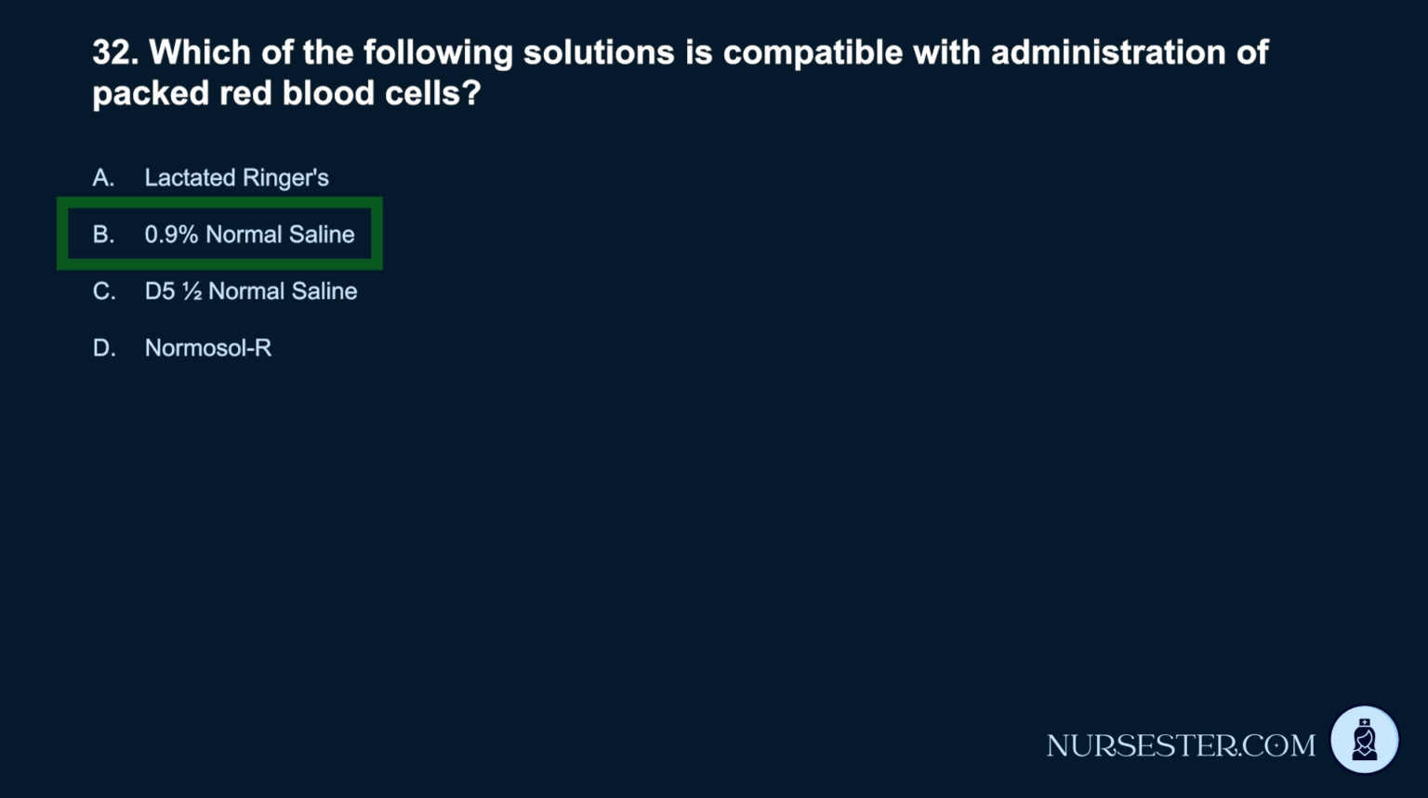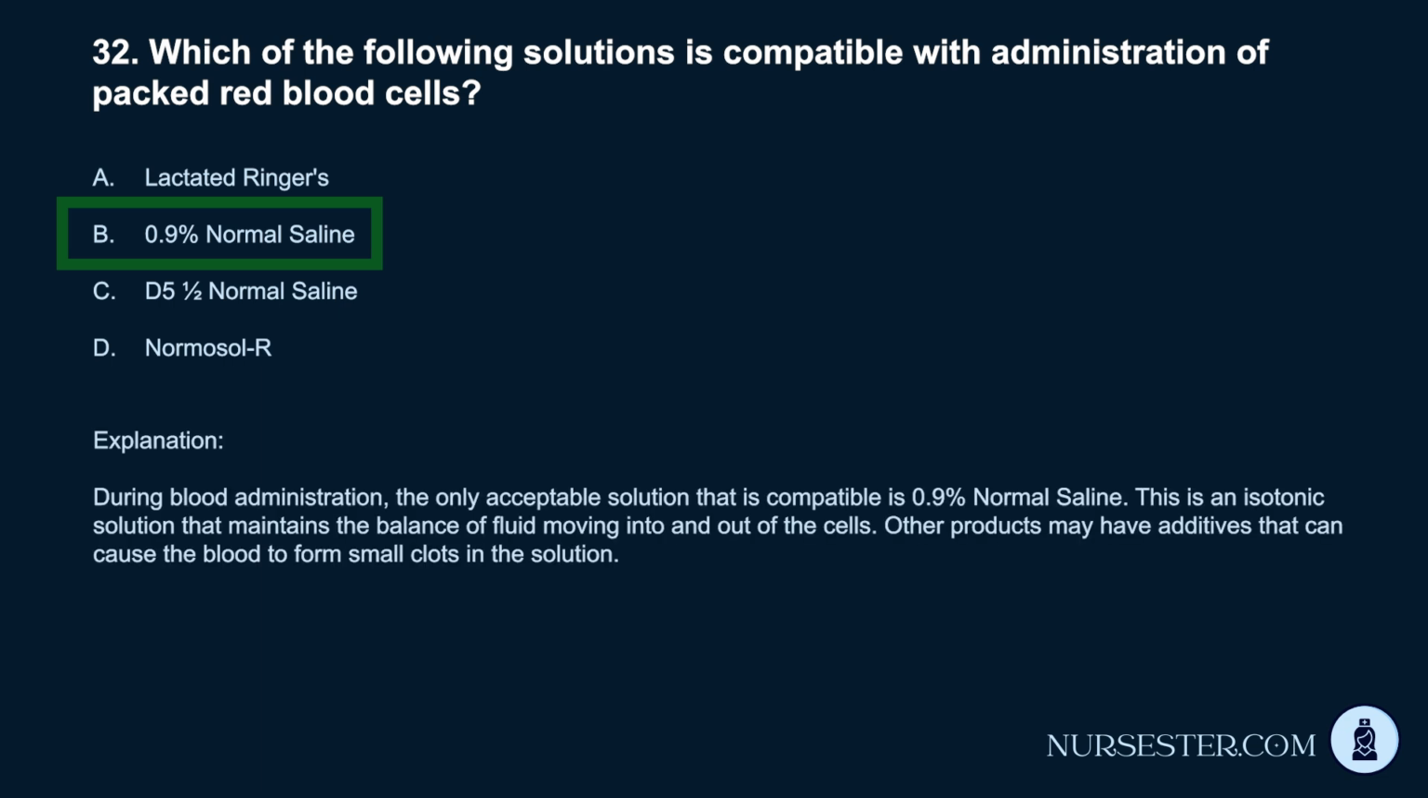0.9% normal saline. During blood administration, the only acceptable solution that is compatible is 0.9% normal saline. This is an isotonic solution that maintains the balance of fluid moving into and out of the cells. Other products may have additives that can cause the blood to form small clots in the solution.